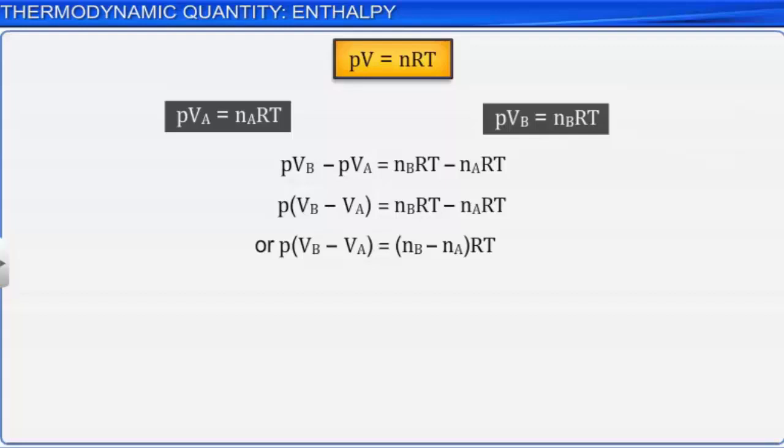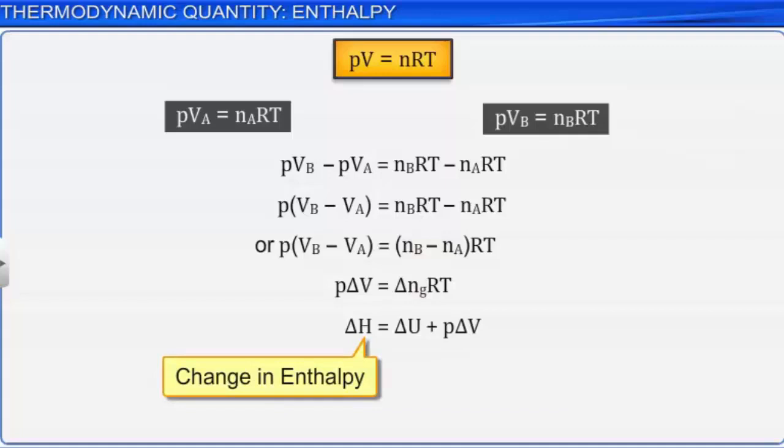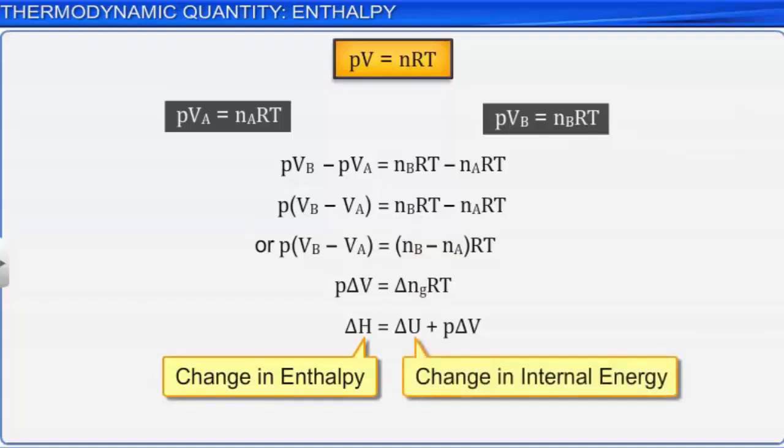That is, pressure P multiplied by change in volume, delta V, equals change in number of moles of gas, delta n g, RT. Note that delta n g is the number of moles of gaseous products minus number of moles of gaseous reactants. We learned that change in enthalpy delta H equals change in internal energy delta U plus the product of pressure P and change in volume delta V.